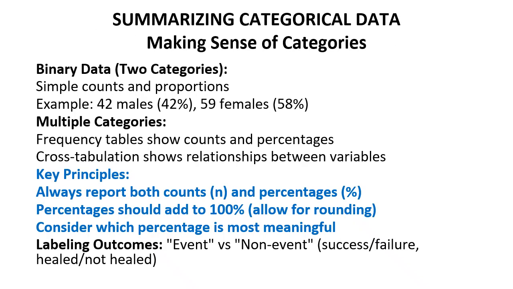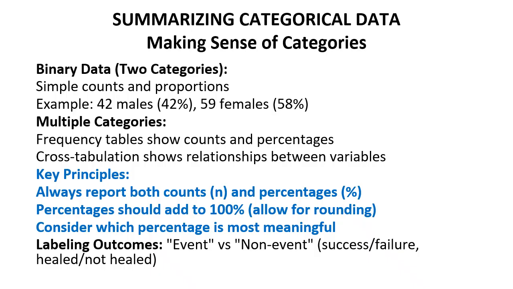So let's look at what the categories are and how we can make sense of them, as well as how we summarize the data. So let's look at the binary data to begin. This is the simplest case. It's just 2 categories. There are simple counts and proportions or percentages. Now, here's the thing. It's the gender example that we have. 42 males out of 101 total equals 42%. 59 females is 58%. So we always report both a count as an N and a percentage with the percentage mark.